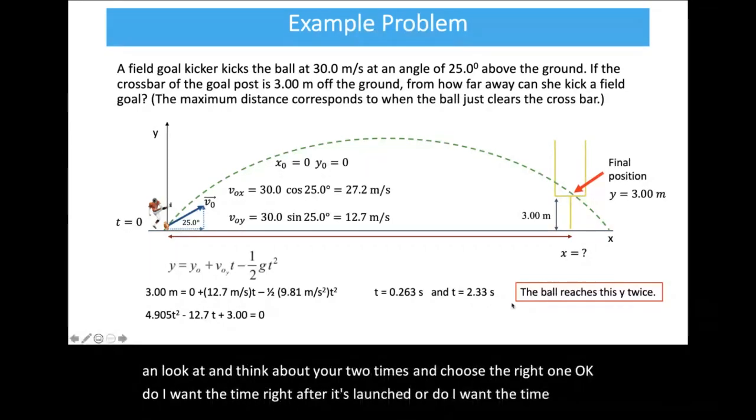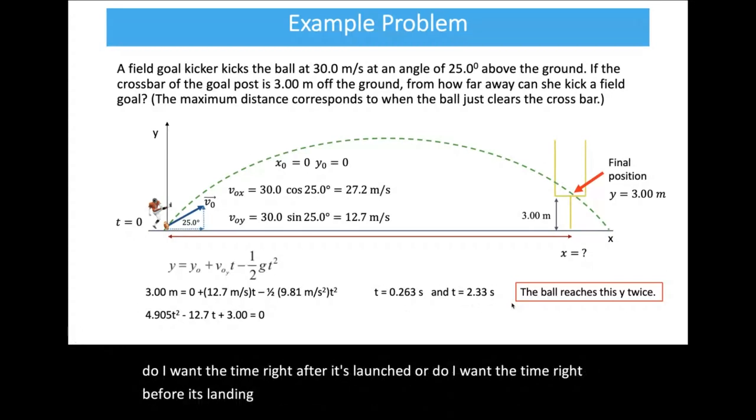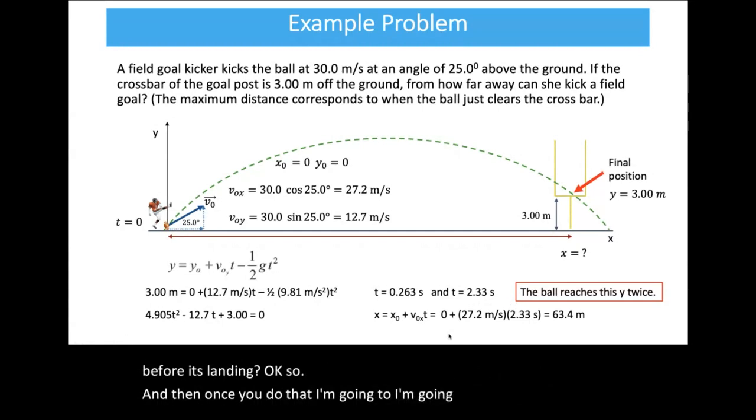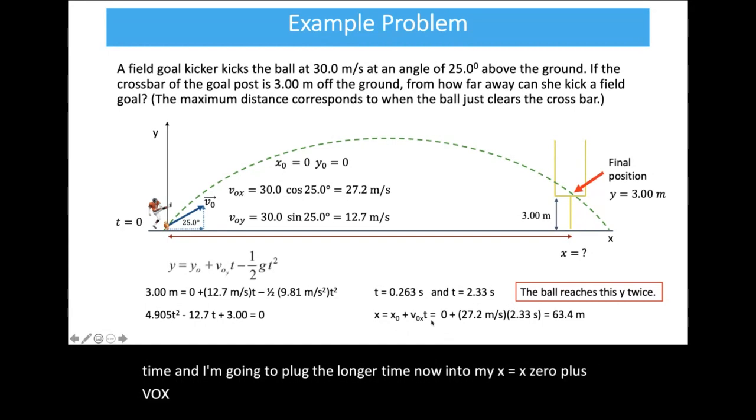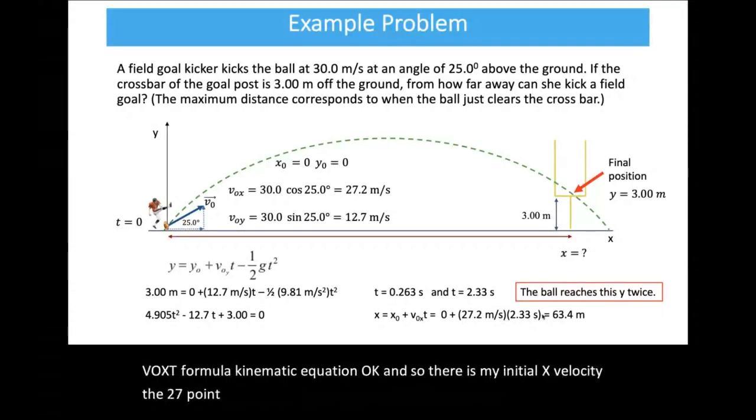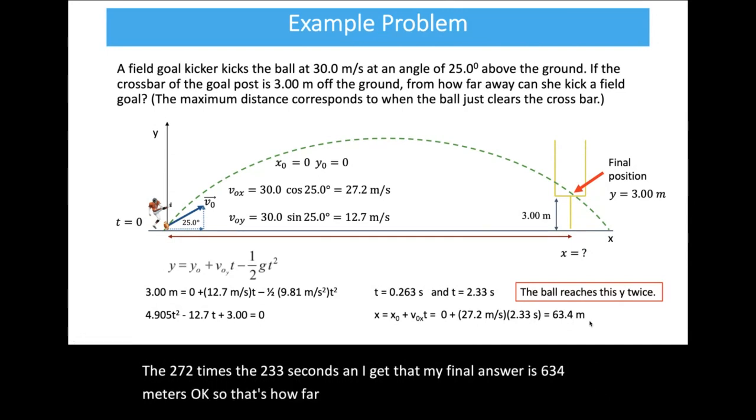So once you do that, I'm going to choose the longer time, and plug the longer time into my x equals x0 plus v0x t formula, kinematic equation. Okay, so there's my initial x velocity, the 27.2, times the 2.33 seconds, and I get that my final answer is 63.4 meters. Okay, so that's how far away she can kick.